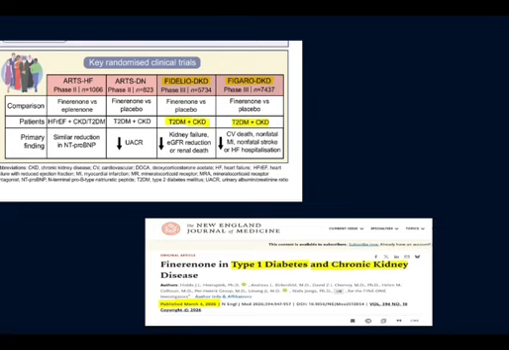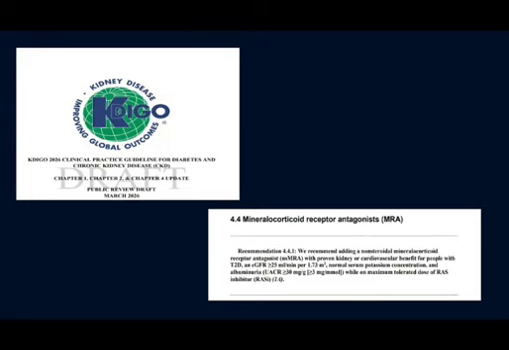Now there is a recent NEJM article, published recently, which has shown the use of finerenone in type 1 diabetes and chronic kidney disease. Earlier, it was restricted to type 2 diabetes. Now there are data which show that it is equally effective in type 1 diabetes, published on March 4, 2026. Now, what about the society guidelines?